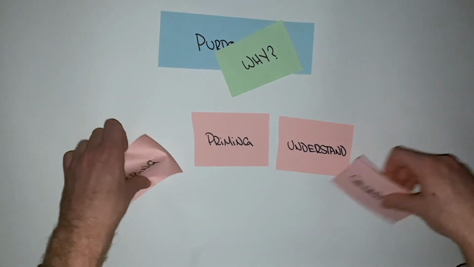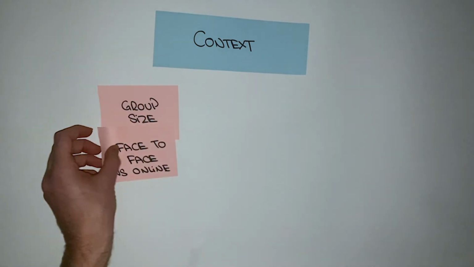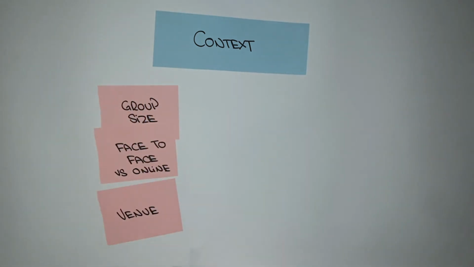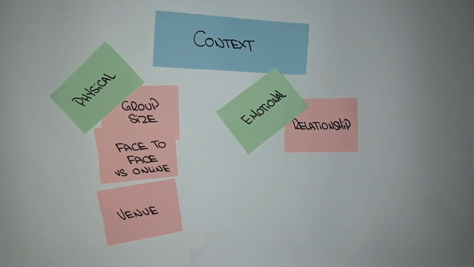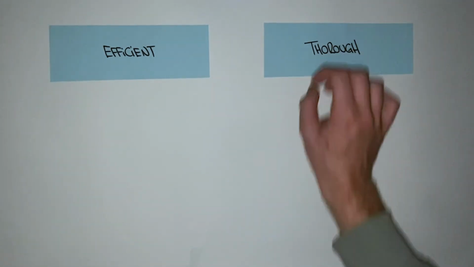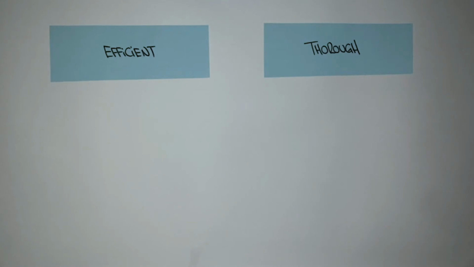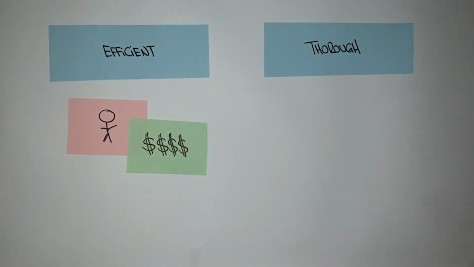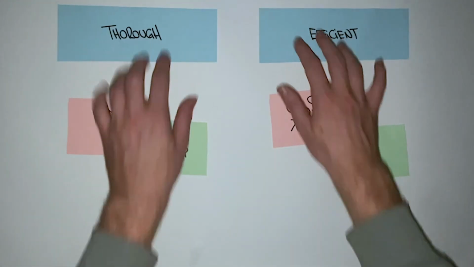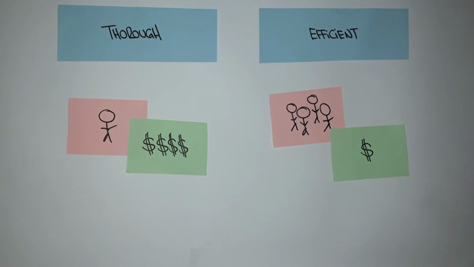And moving into context, context is broken down into four subcategories, being the group size, face-to-face versus online, venue, and relationship. So context can be both a physical context as well as a more emotional sort of context. Starting with group size, it depends on what the session that is going to be conducted within the PD is. There are a lot of situations where individual can be more effective, however, it is always more expensive, whereas a group can be a lot cheaper and a lot more efficient, however, not necessarily more successful, as you can end up categorizing a lot of people into one rather than getting unique points of view.